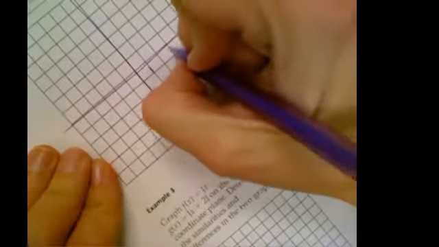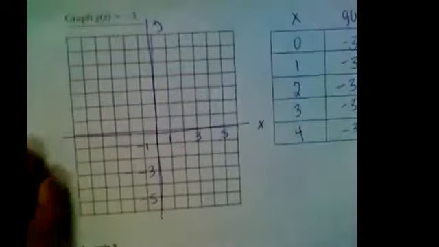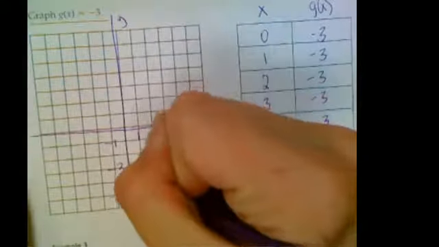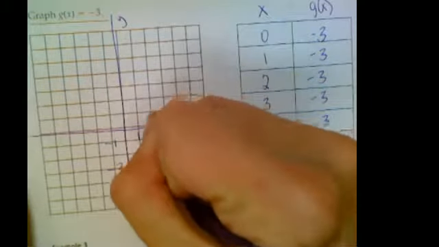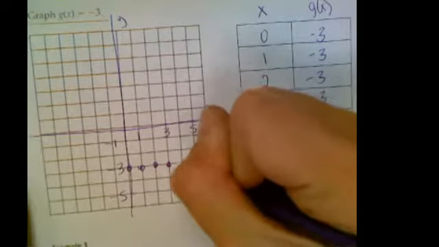So when I graph my graph, here's my x, my y-axis, and remember we need to tell Magruder what we're counting by. If I go to my axes and I put those dots in, 0, -3, 1, -3, 2, -3, 3, -3, 4, -3, it gives me that horizontal line that we talked about.